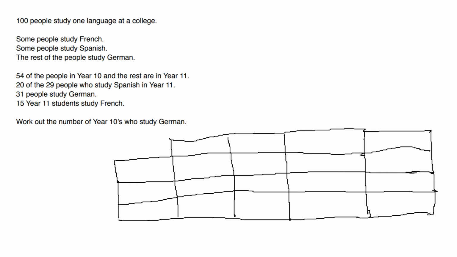So I'm going to solve this problem using a two-way table. I've got 100 people and they study one language. They either study French, Spanish or German, and they're either in year 10 or they're in year 11. So let's have our years down the side. So year 10 and year 11. Then let's have our languages along the top. French, Spanish, German. And then let's have totals at the end.